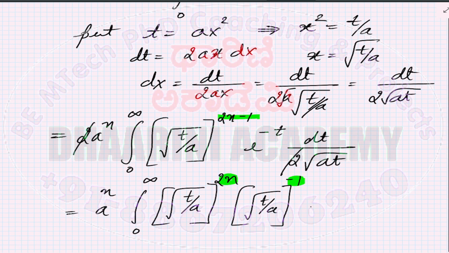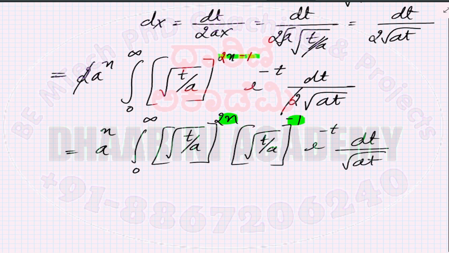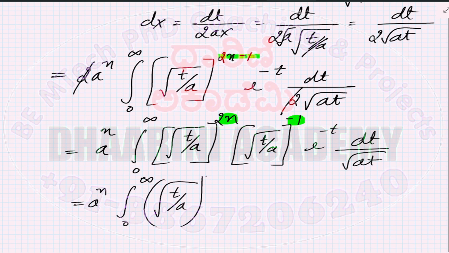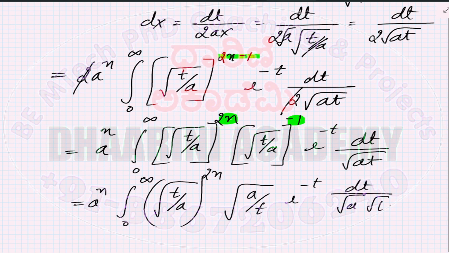All right, so that's the term. Into, I have the e to the power minus t as it is, into dt divided by root of at. This is what I have. In the next step, this is equal to a to the n as it is, integral 0 to infinity. First term I'll keep as it is. This is root of t by a whole raised to the power 2n. But the second term has a negative power. Negative power in the sense you are actually flipping this out. So when you flip this up, this is root of a by t, into e to the minus t into dt by, I'll split this root a into root t. Why I split? Because now I can cancel the root a. Root a and this numerator root a will cancel. Denominator has a root t and root t. Root t is t.